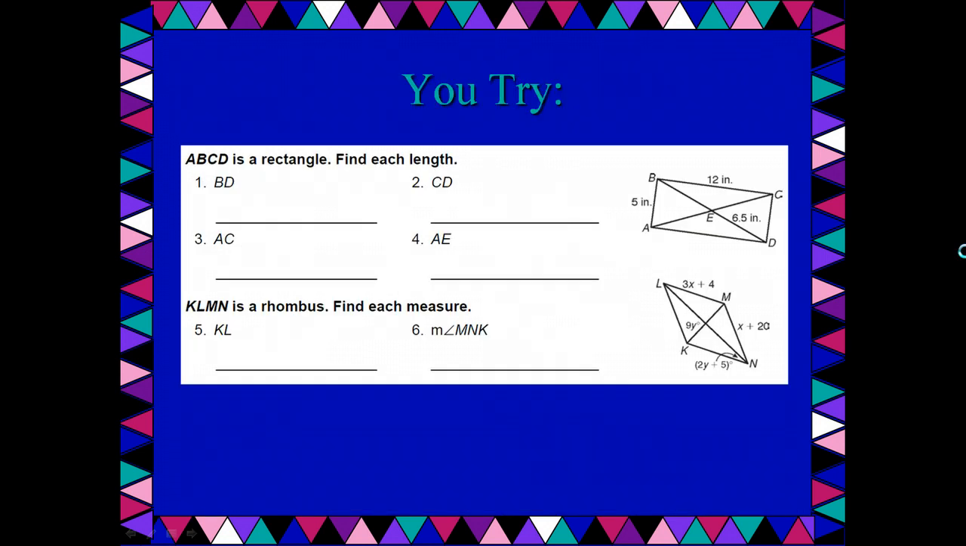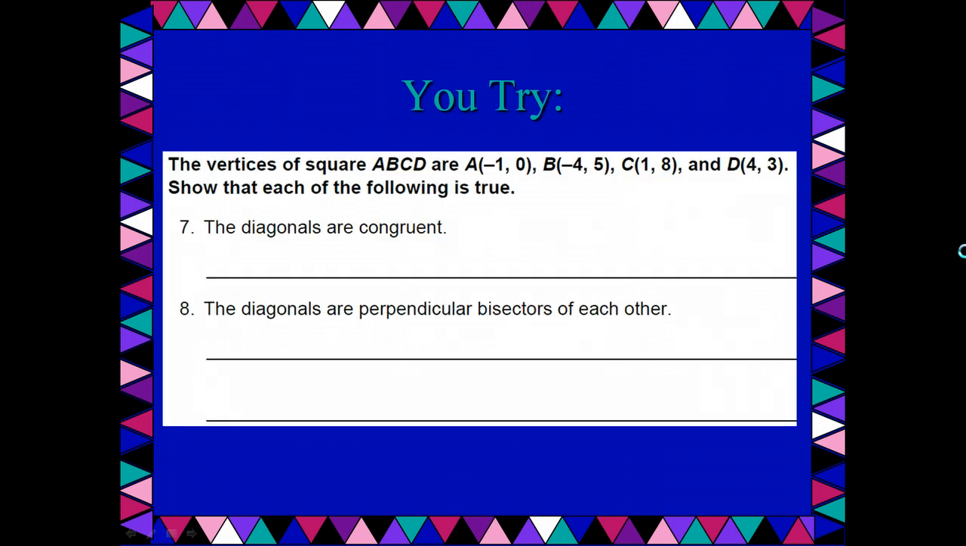Now you try. You're finding lengths and angle measures, and then you're going to graph these, and using distance, slope, and all you know about bisectors, you're going to show that these are true.